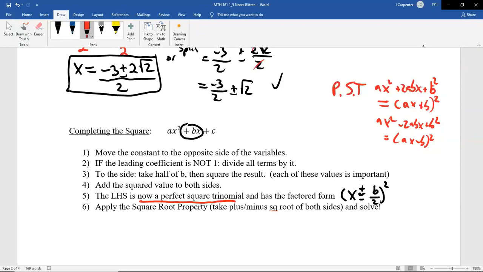So remember in step 3, I said to the side, take half of b and then square the result. Each value is important. The squared number is what you'll add to both sides of the equation because it sets things up. And then when you actually go to factor it, it is automatically going to be that halved number right here. And we will see that kind of happen when we do an example.